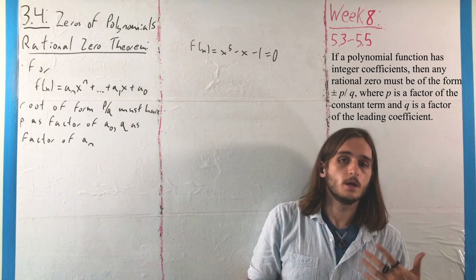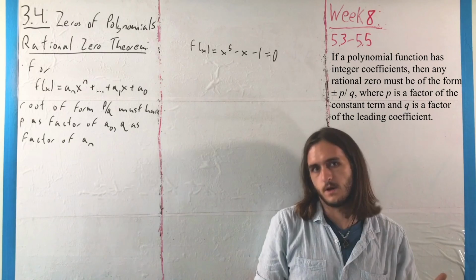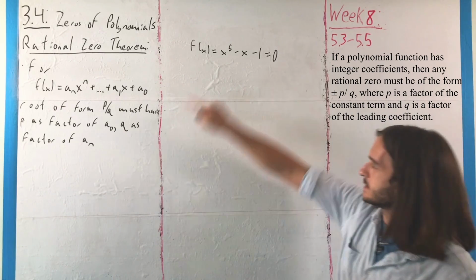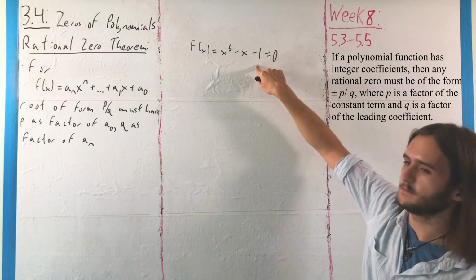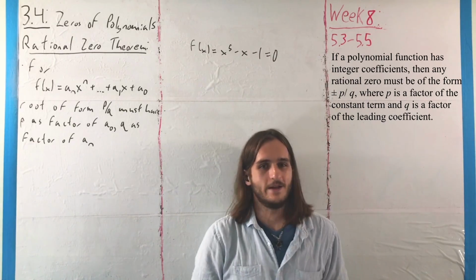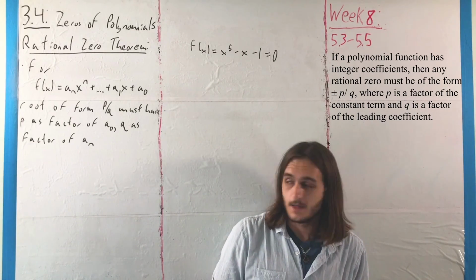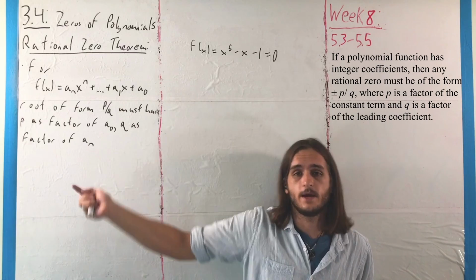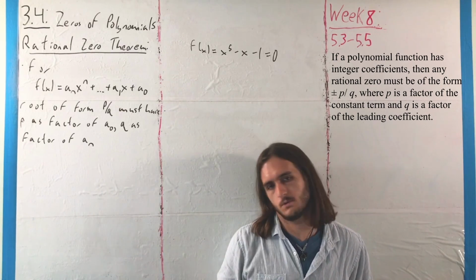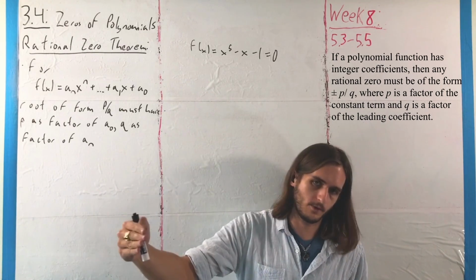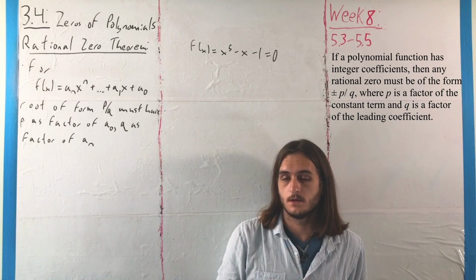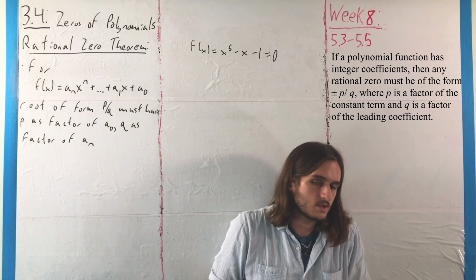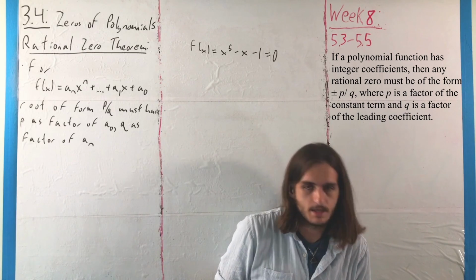If you plug in 1, you'd get 1 minus 1 minus 1, which is -1. If you plug in -1, you'd get -1 plus 1 minus 1 again, so you'd still get -1. Neither works. This doesn't actually tell us if we have roots. It doesn't tell us if we have rational roots. It only says that should we have rational roots, they have to fit this kind of pattern. If we don't have rational roots, like in this case, it actually doesn't tell us anything.